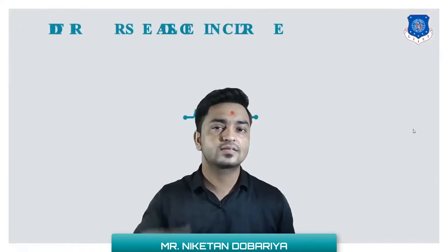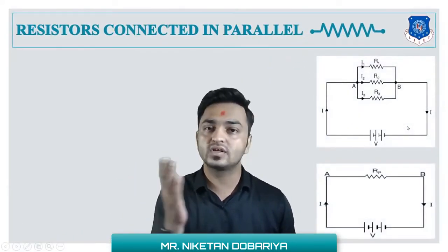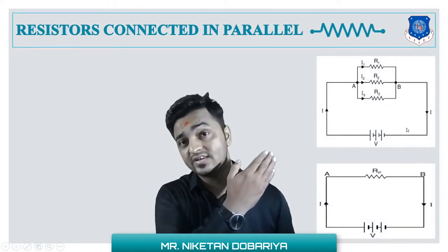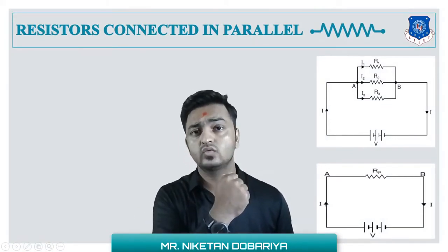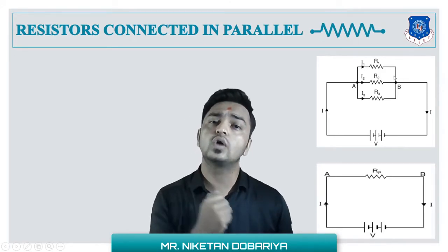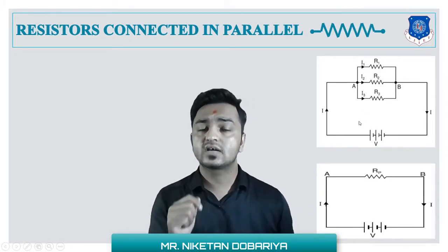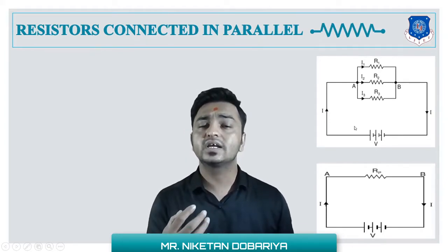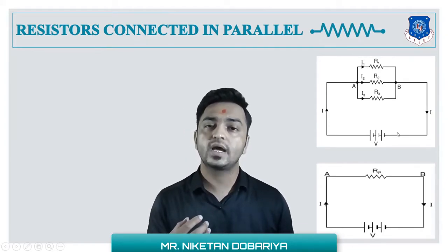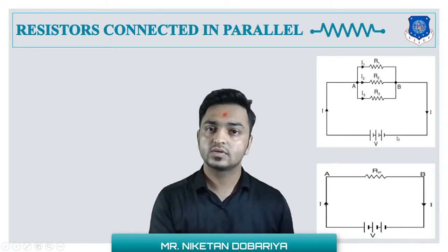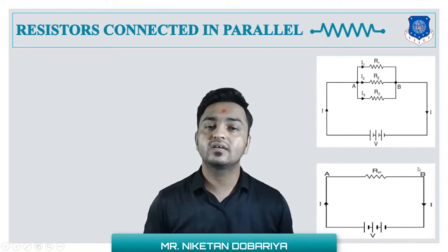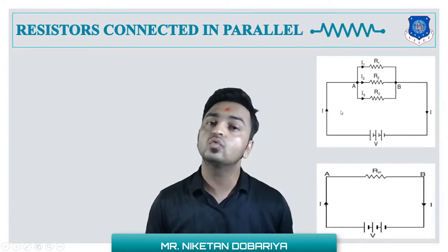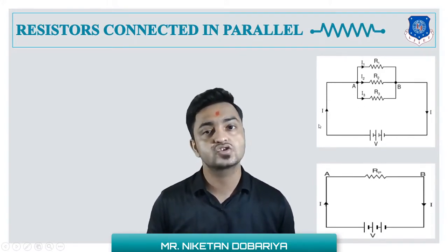Now let's discuss the next connection of resistors, and that is parallel connection. Here in this given diagram, we have three resistors R1, R2, R3 in parallel connection, and this parallel connection is connected with a DC supply of V volt. When we connect this DC supply to this parallel connection, we are getting total current I in this circuit, which is mentioned here.